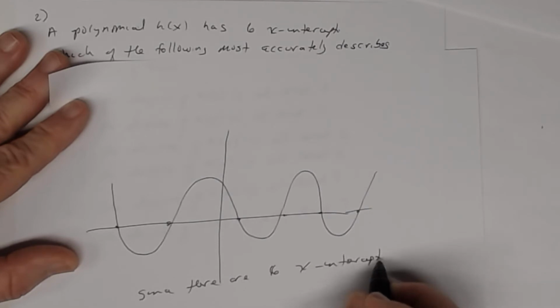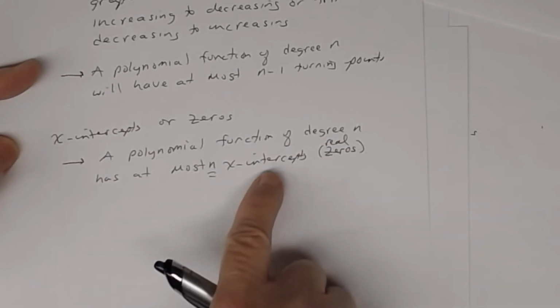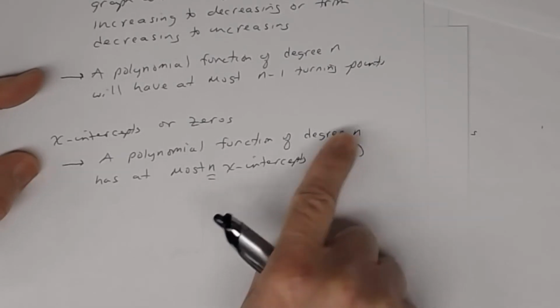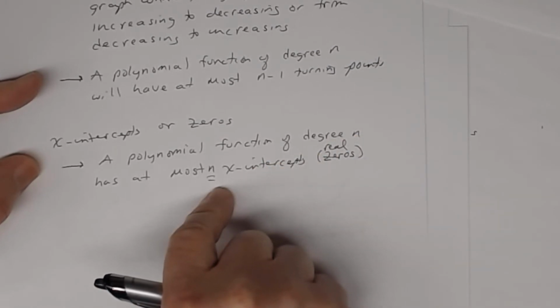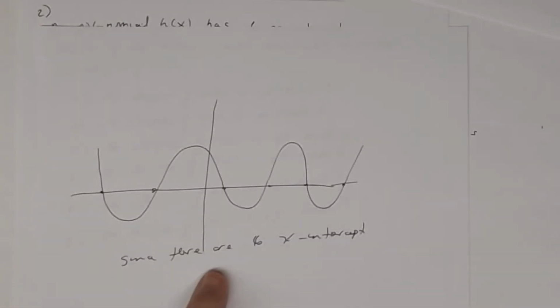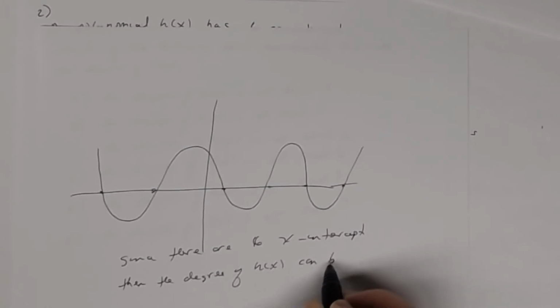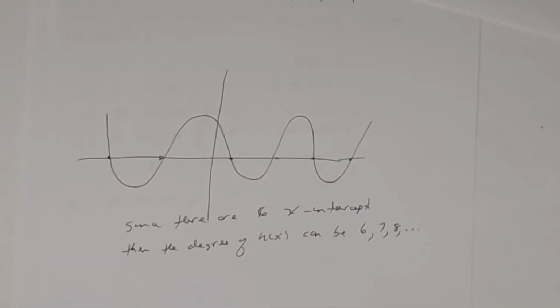All right, now remember, since there are 6 x-intercepts, the number of x-intercepts must be at most equal to the degree. So if the degree is 5, the maximum number of x-intercepts you can have is 5. If the degree is 6, the maximum number of x-intercepts you can have is 6, and so on. That's what this says. So since there are 6 x-intercepts, then we can say the degree of h of x can be 6, 7, 8, and so on.